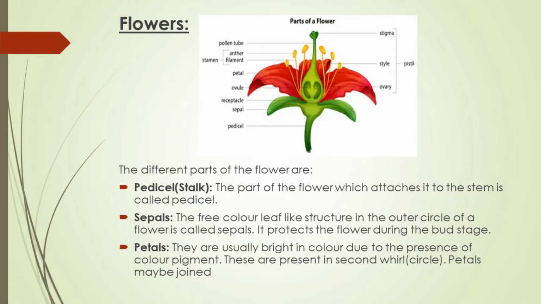Now, second is sepal. The free, leaf-like structures in the outer circle of a flower are called sepals. They protect the flower during the bud stage. The green leaf-like parts in the outermost circle of a flower are called sepals. Now, third is petals. Petals are usually bright colored due to the presence of colored pigments. The bright colored petals serve to attract insects which help in pollination. Pollination we will discuss further.